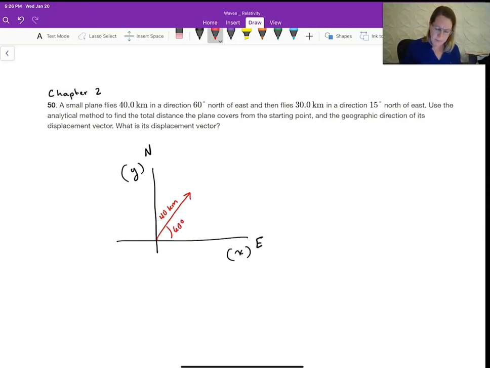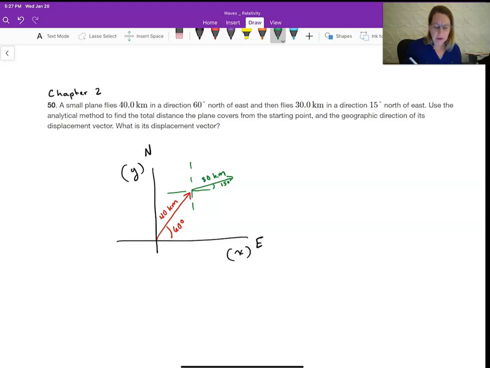That's our first vector. And then our second vector is going to be, we'll start it from here because we're adding these together, at about a direction 15 degrees north of east. So that's going to be a pretty slight angle there. This is 15. Wait, it's only 30 kilometers. So let's make that a little like that. So 15 degrees, that may be a little small, and we'll make this 30 kilometers.